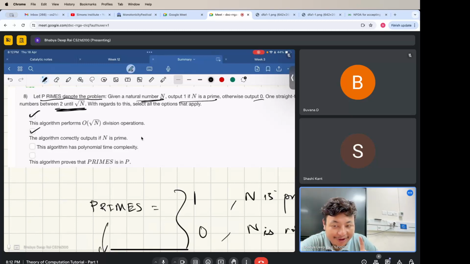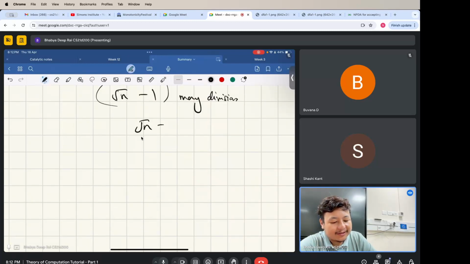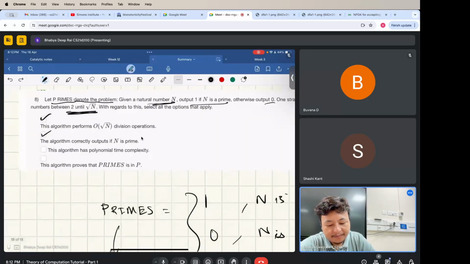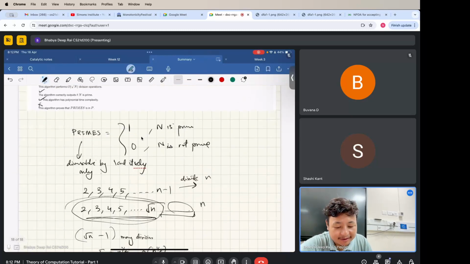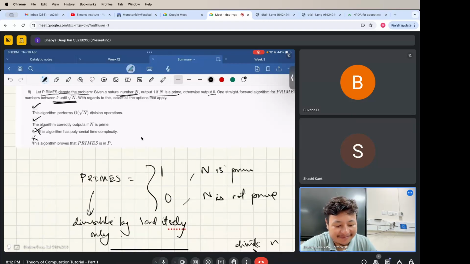This algorithm has polynomial time complexity. Well, root n is nothing but n to the half. So it is order n to the half, and half is a constant. So yes, it is polynomial. So this is also true. The algorithm proves that primes is in P. This is false. But this must be surprising. The algorithm has polynomial time complexity. This is also false, sorry. Why is this false? Now that is the question, right?